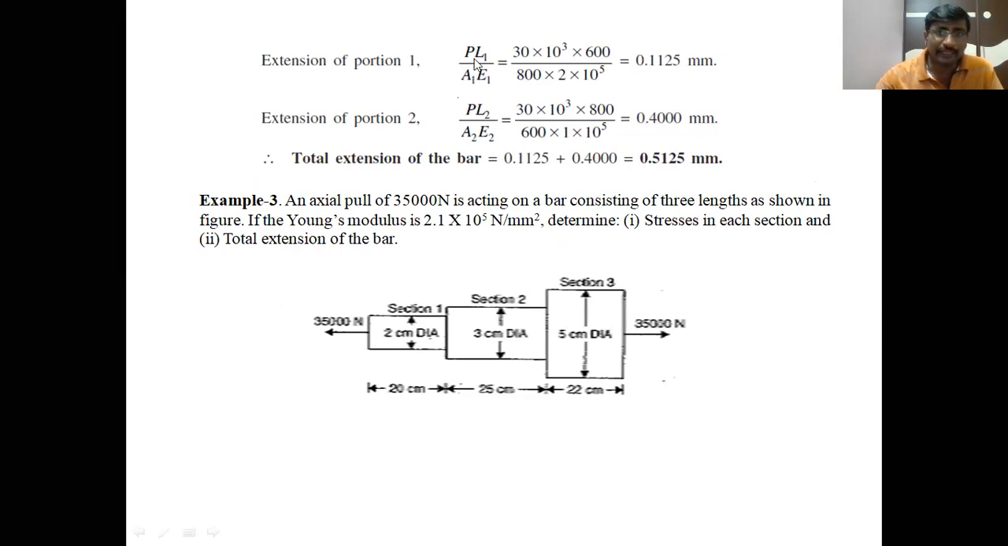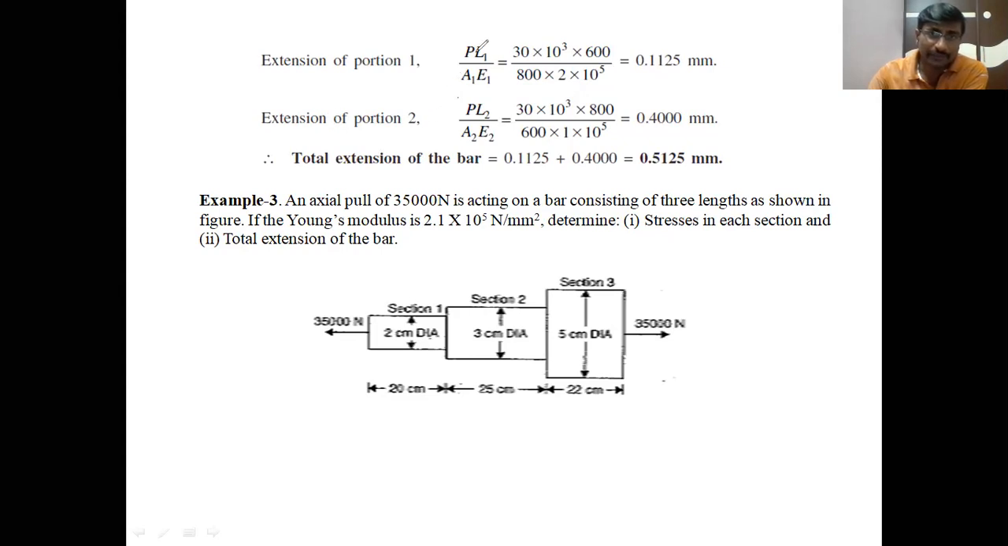By substituting all the values for the first material, the load is 30 kilonewtons, that is 30 into 10 cube newtons. Length of the first material is 600 mm, area is 800 mm square, and E1 is 2 into 10 to the power of 5, the Young's modulus for the first material. Upon substitution, we get the extension of the first material as 0.1125 mm. Clear?